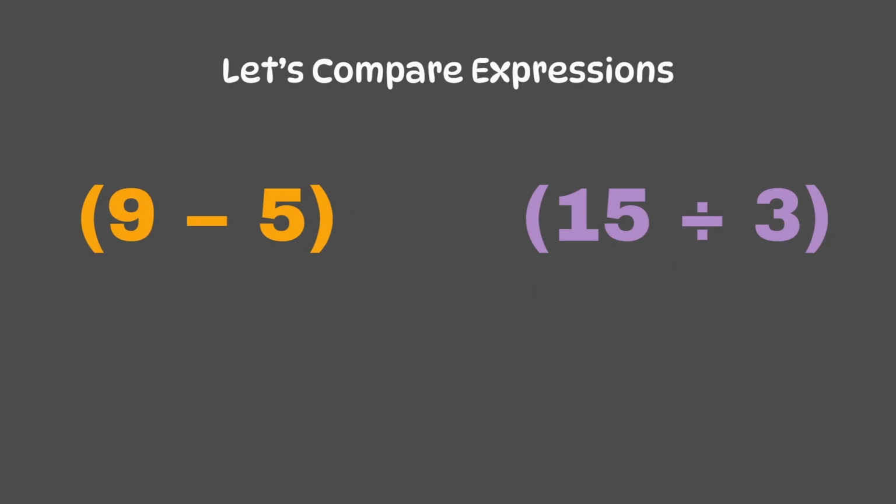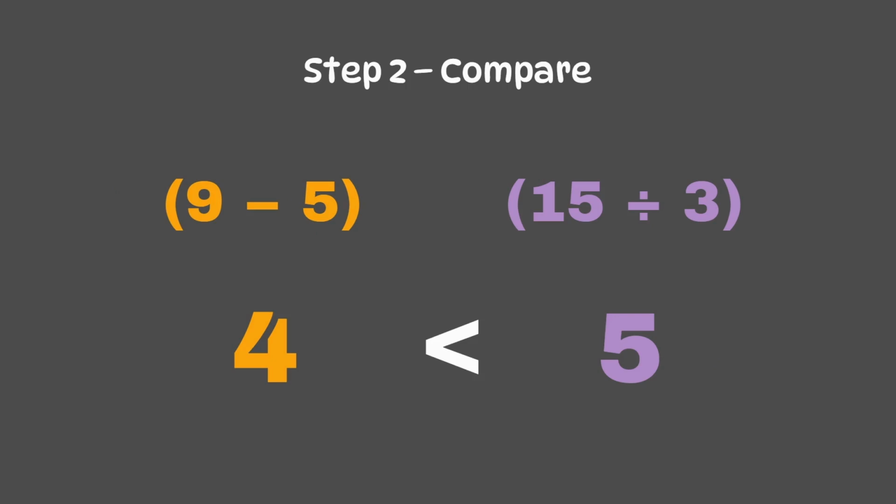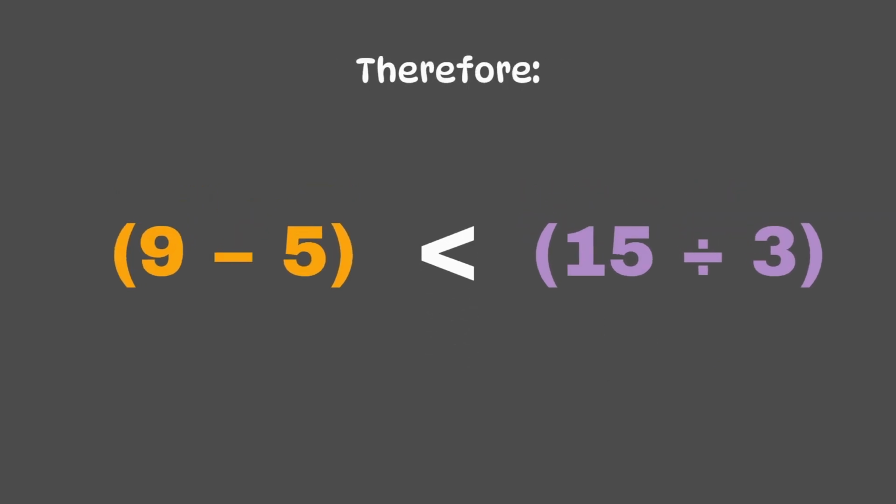We don't only compare numbers, we can also compare expressions. Let's look at these two expressions. 9 minus 5 gives us 4. 15 divided by 3 gives us 5. When we compare the values, we see that 4 is less than 5. So, we can write 9 minus 5 is less than 15 divided by 3.